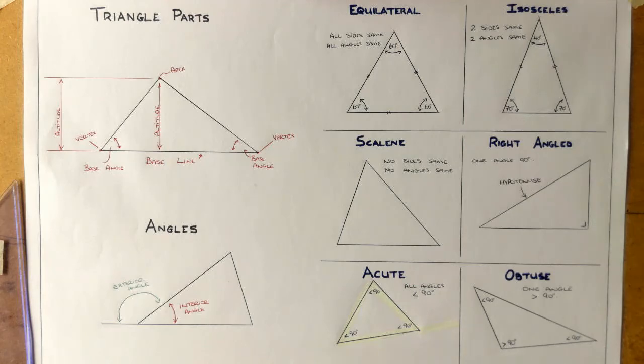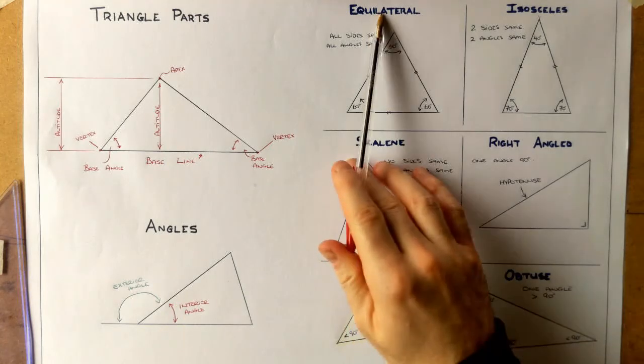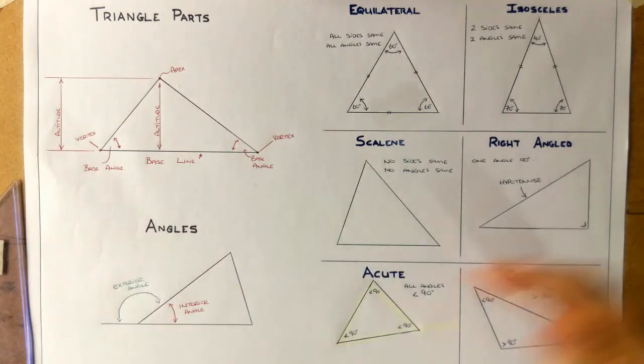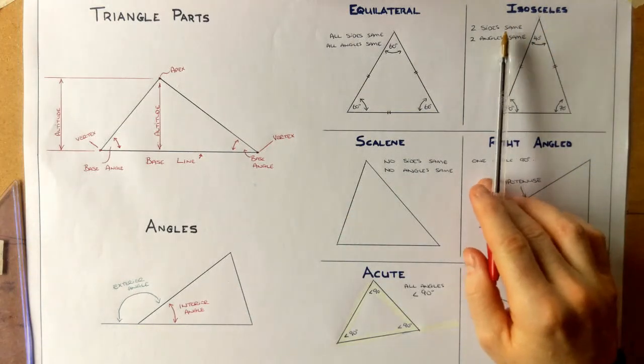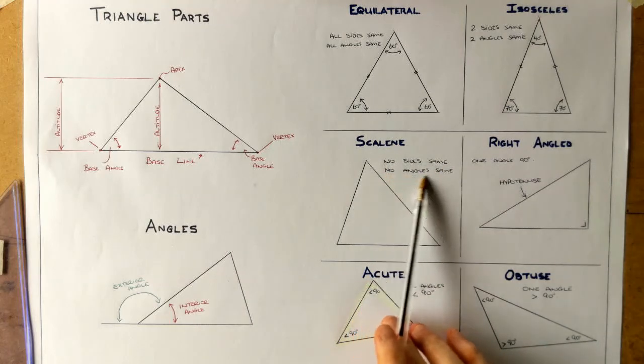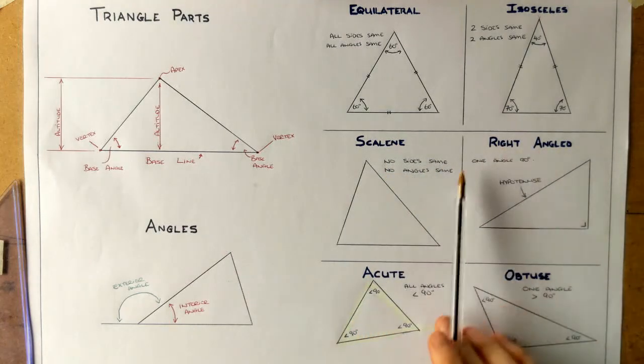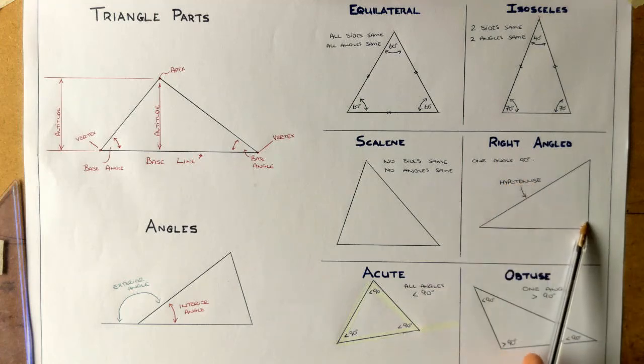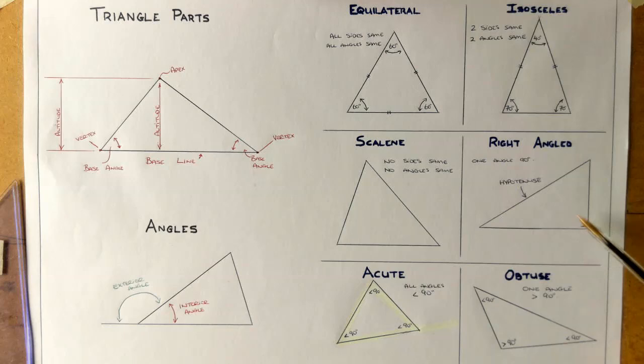And then we have the various different types of triangles. Equilateral, all the angles and all the sides are the same. Isosceles, where two sides are the same and two angles are the same. A scalene, where no sides are the same, no angles are the same. A right angle triangle, where one angle is 90 degrees. We can see that down here, little symbol down there, okay? And then obviously opposite the 90 degrees is the hypotenuse, which is the longest side.